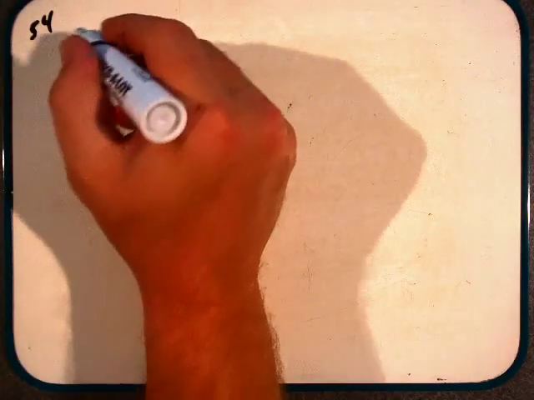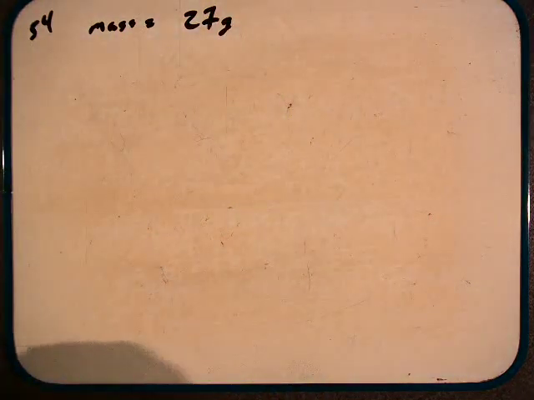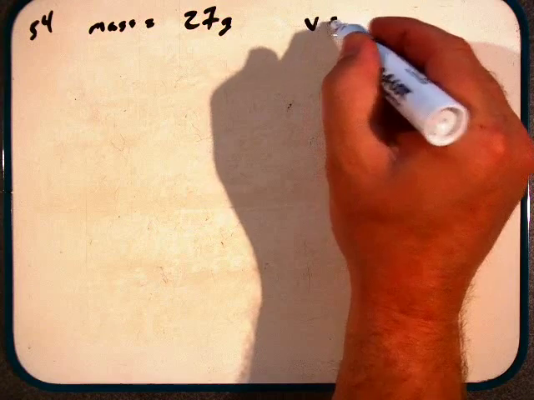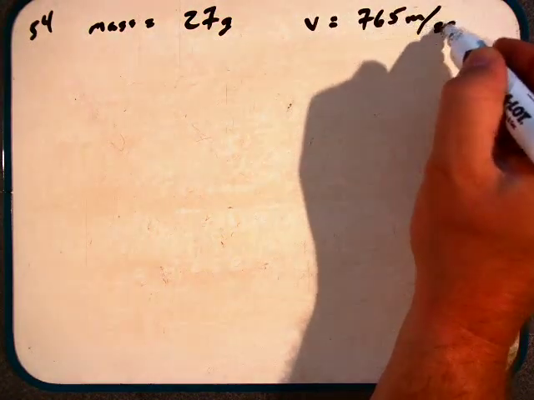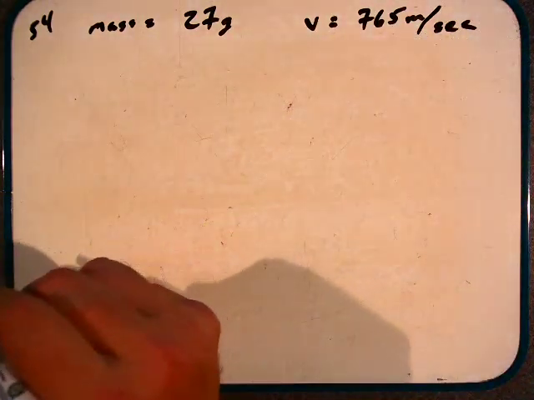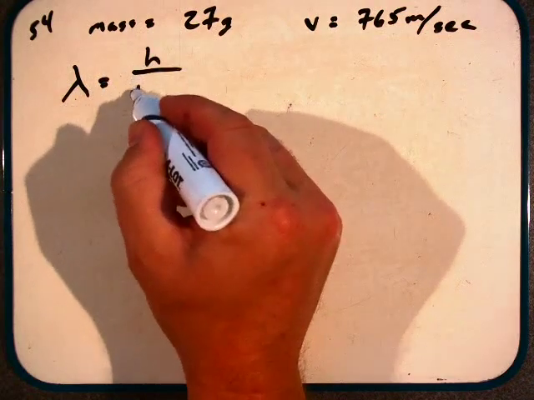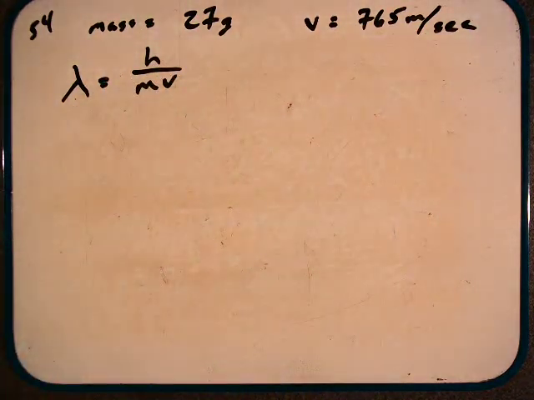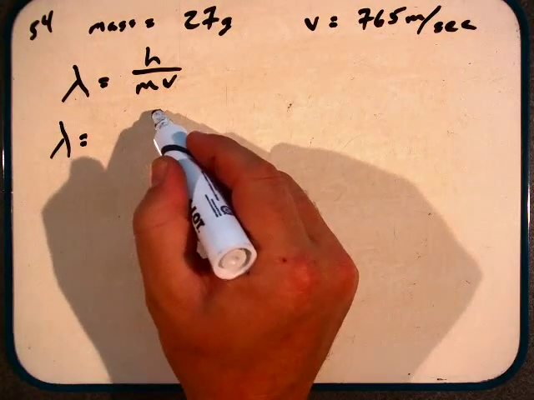And so we basically have a mass. The mass of the bullet is 27 grams, and they give us the velocity of the bullet as well, 765 meters per second, and we need to find the de Broglie wavelength. And in order to do that, we need to use the de Broglie equation, where wavelength equals Planck's constant over mass times velocity. And so we just want to plug in those values.